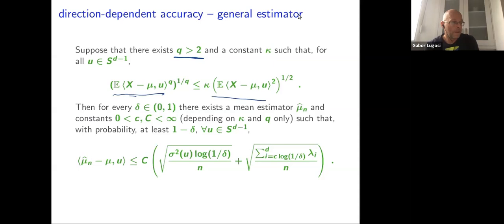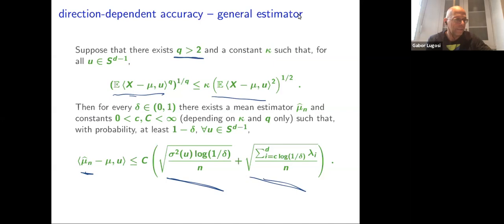In that case, we can actually construct a mean estimator that has this direction-dependent accuracy, the correct direction-dependent accuracy, where the strong term, the trace, can now be replaced by something that's even smaller. The construction of this estimator is kind of complicated. It takes several steps to do it. But somehow it uses ideas from trimming estimators.